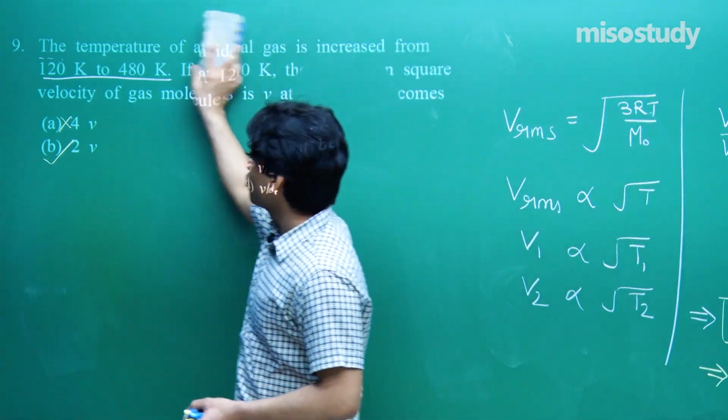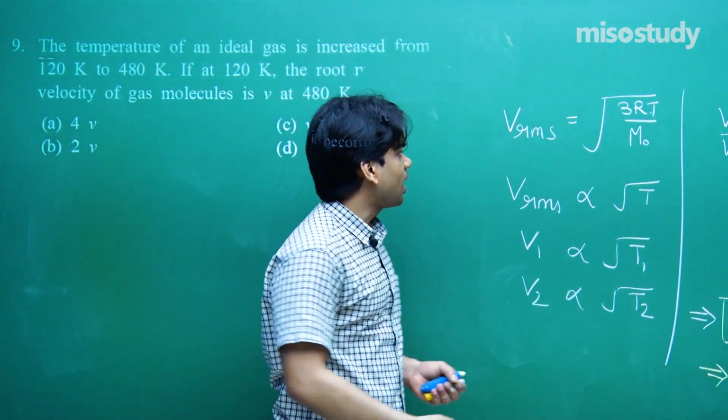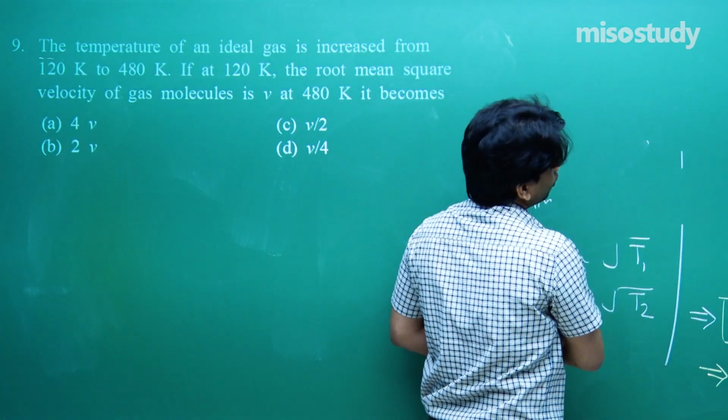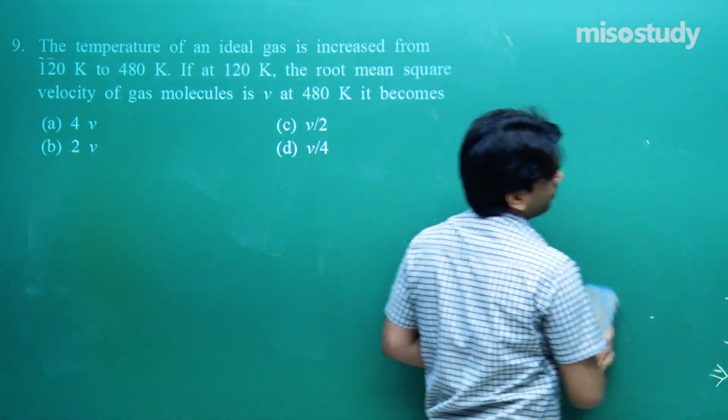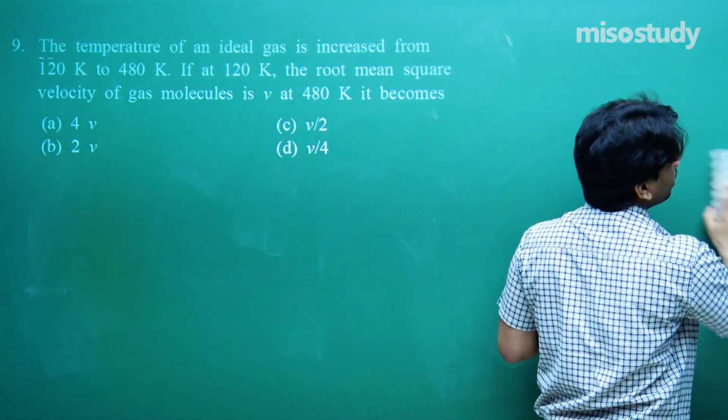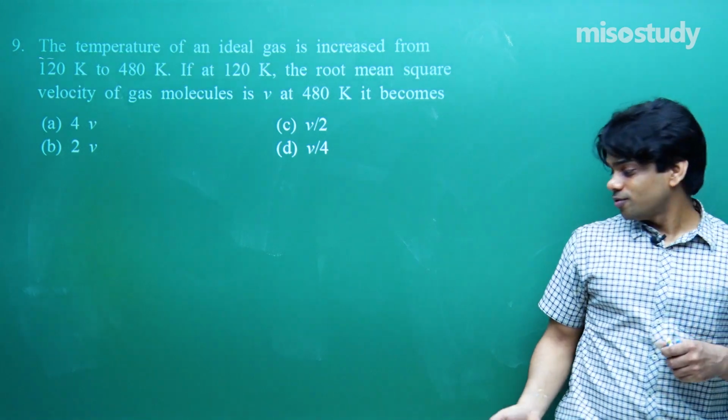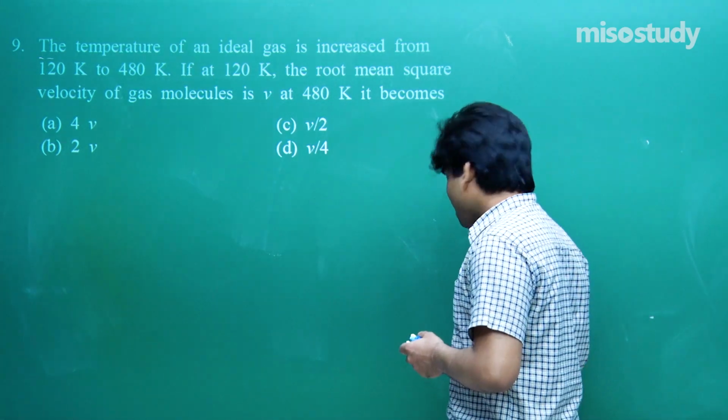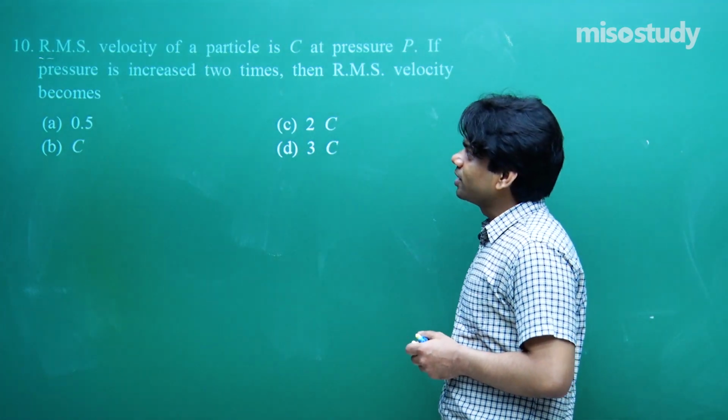Hope that you are understanding what kind of questions will be asked in this chapter. You should be thorough with the formula. If you have practiced, you will be remembering the formula for the VRMS, for the ideal gas equation, and how to use them. Question number 10.